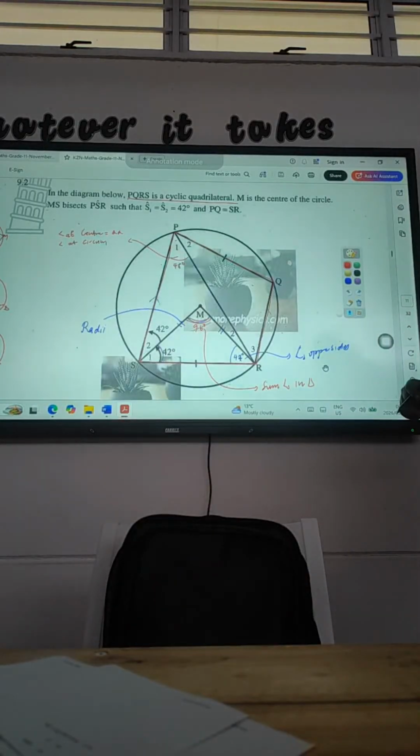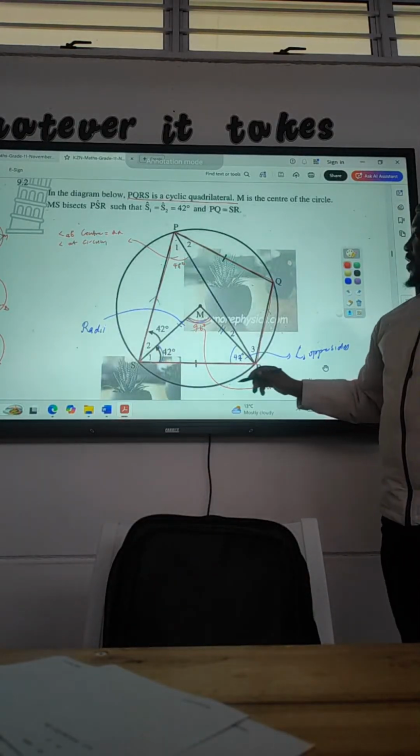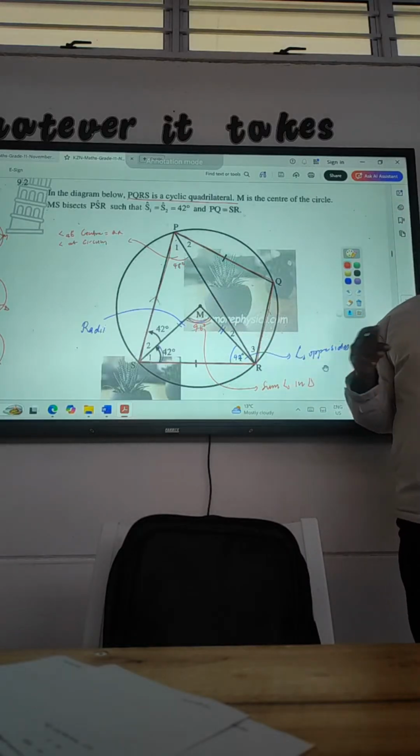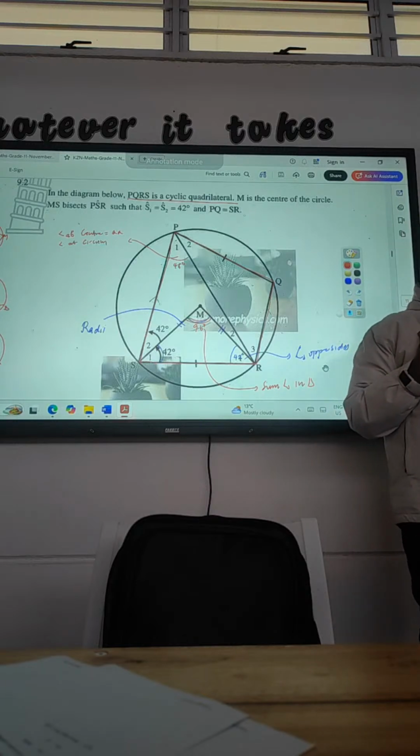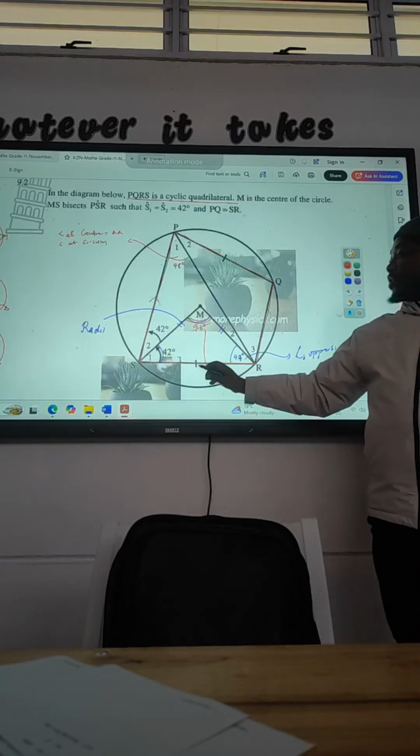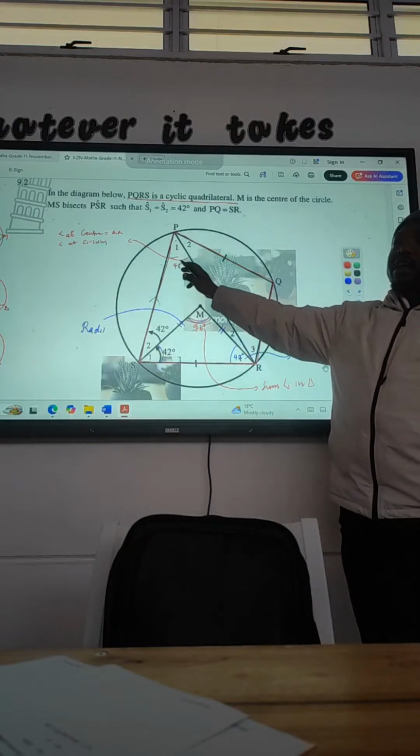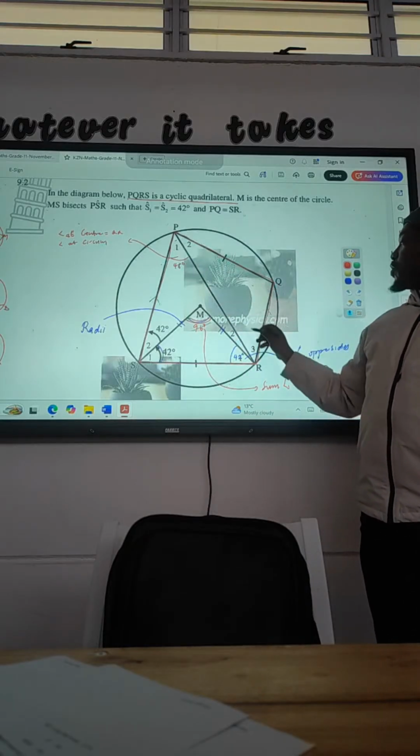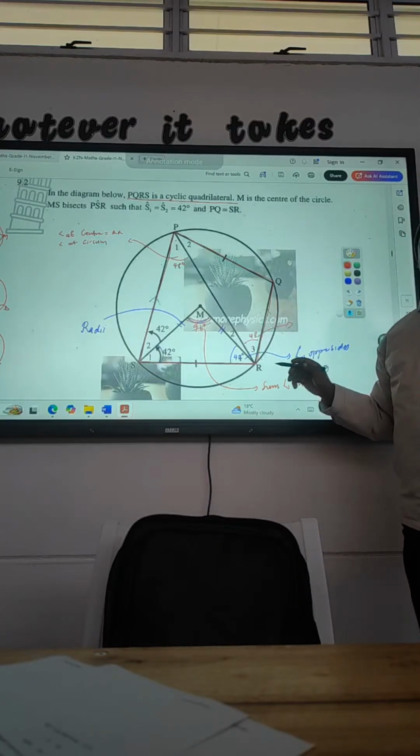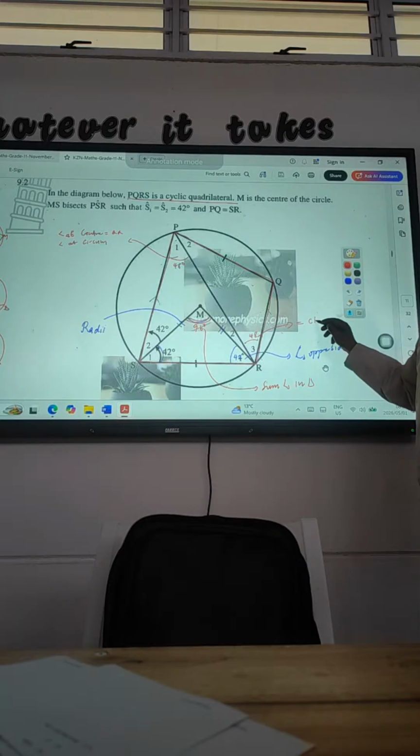And then if this angle is 48, can we agree that P3 will be 48? Yes, sir. Because the chords are equal, you see? This chord is subtending 48. This chord is also subtending P3, so P3 will be 48. And then the reason will be equal chords subtend equal angles. Right?